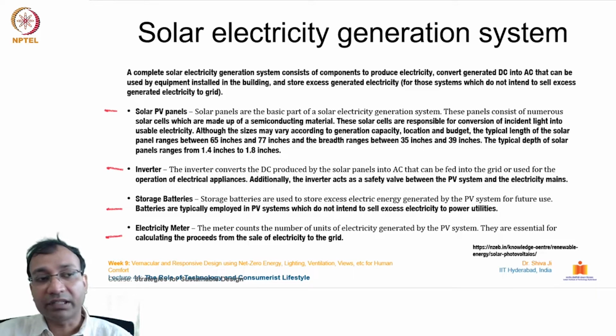The next one, the electricity meter. The meter counts the number of units of electricity generated by the PV system. They are essential for calculating the proceeds from the sale of electricity to the grid. For various purposes, we need the electricity meter. First, to understand how much power generation has happened. Secondly, how much electricity is used on the premises. And thirdly, how much is going out, or if we are buying in, then how much we are buying in.